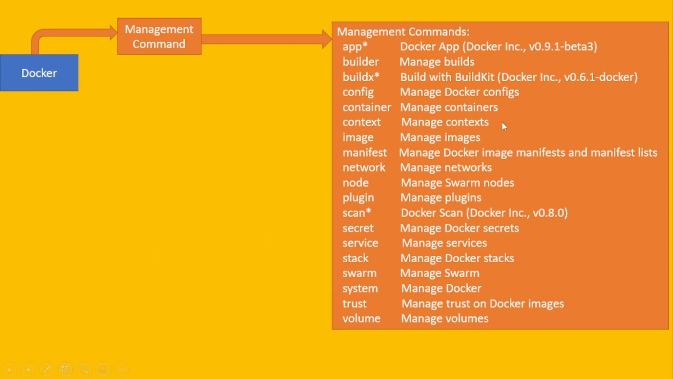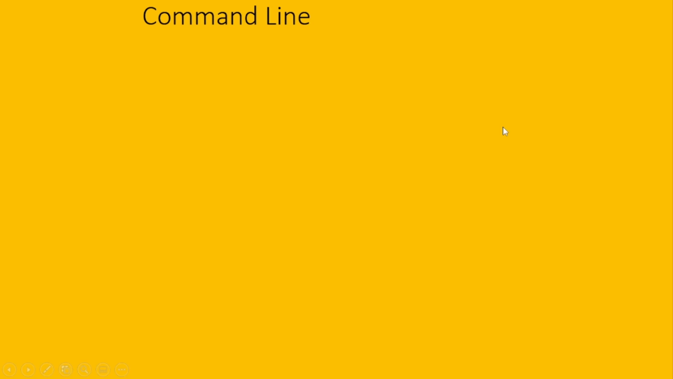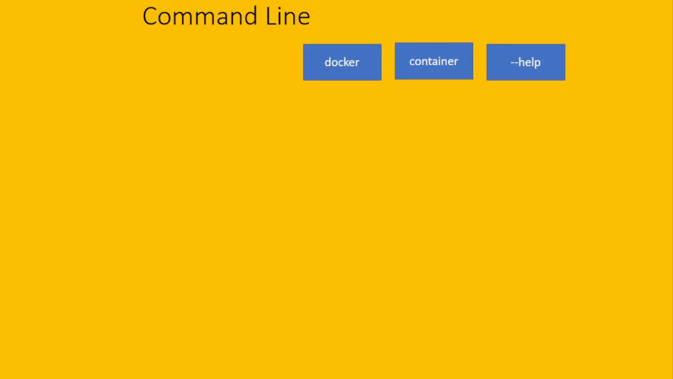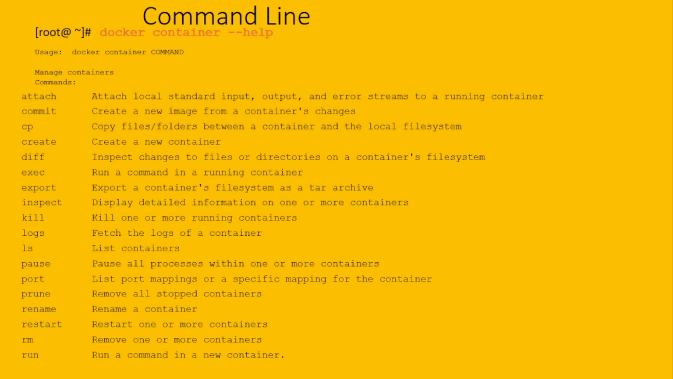first and pick one management command, that is container. In the command line, we can execute the command docker container --help. It produces output like this and also provides some options: attach, commit, cp, create, diff, exec, export, and so on. All these options are related to containers only that we can use.